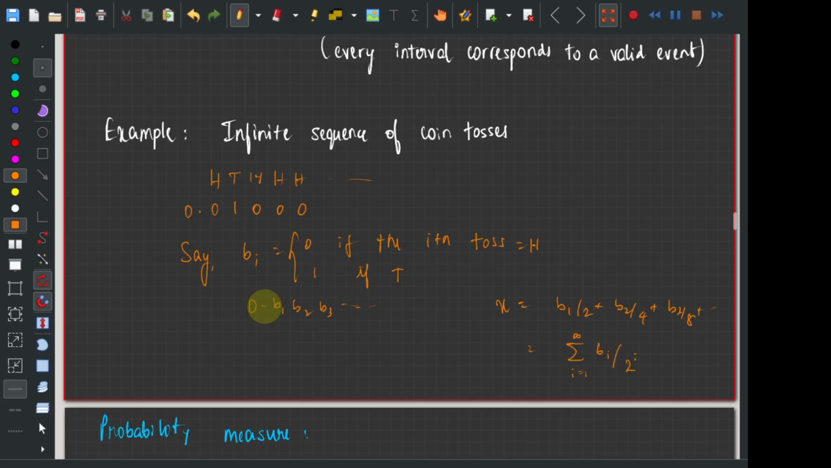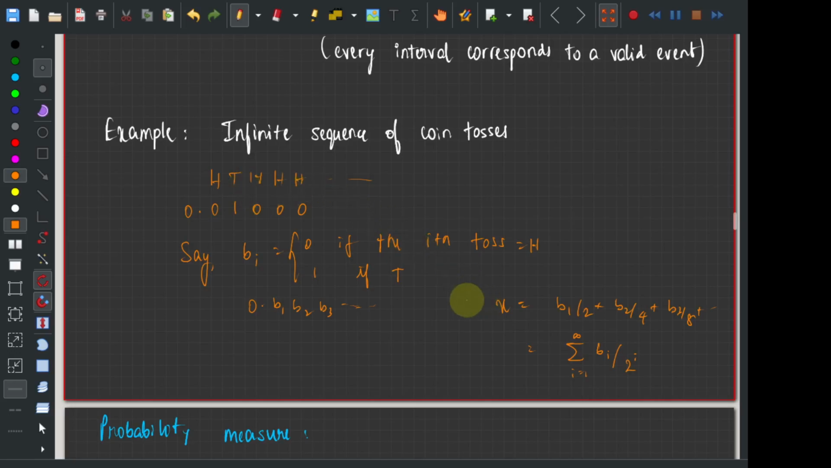What about the interval 0 to a quarter? The first two elements are heads, right? Similarly, quarter to a half corresponds to the first two being head, tail. And so on. So you see how this is going. Every interval here corresponds to some event which corresponds to subsequences. So let's say that you want to know if the second toss is a head and the third toss is a tail. That corresponds to some interval. And now for every interval, I can assign a probability measure.